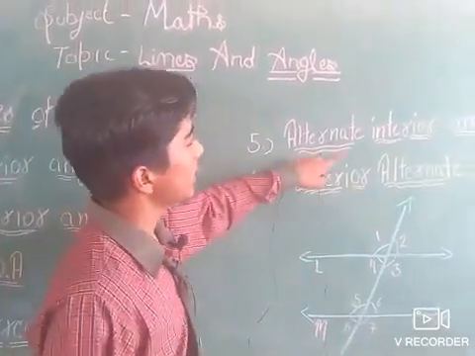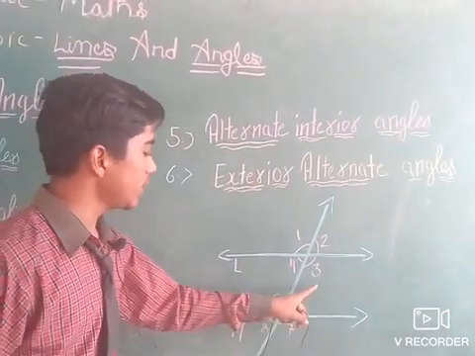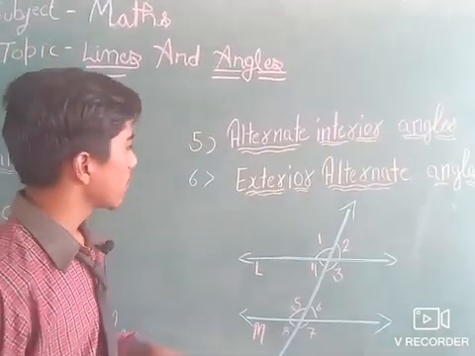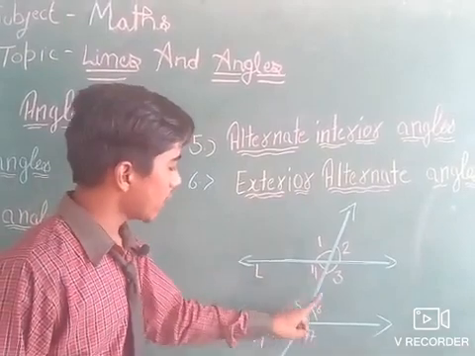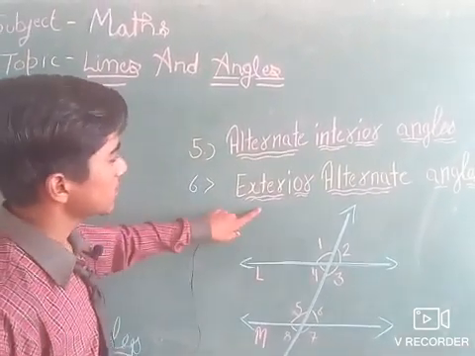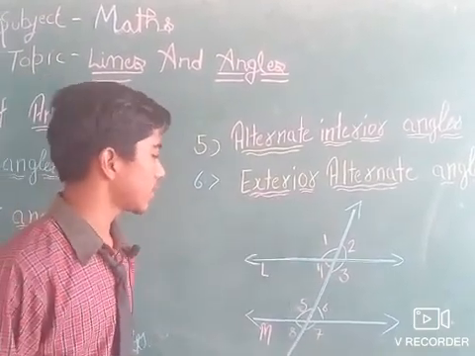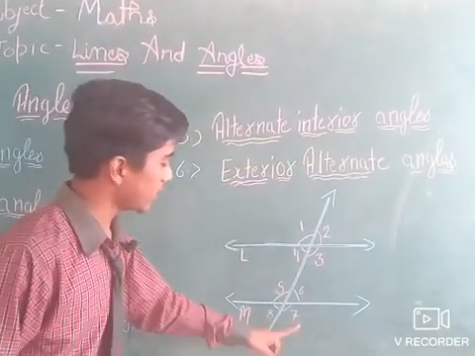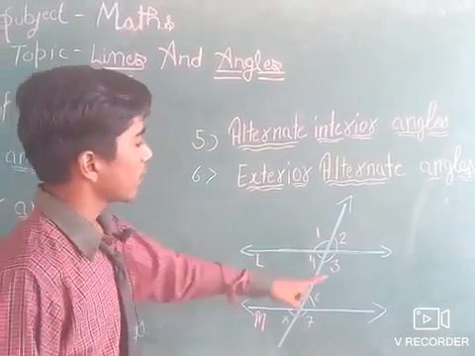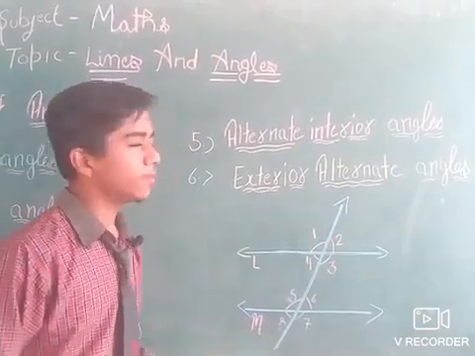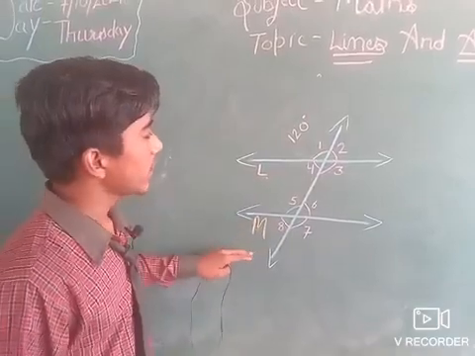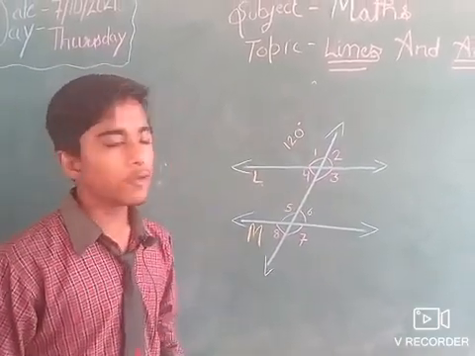Now, alternate interior angles. Angle 3 and angle 5 make a pair of alternate interior angles. Angle 4 and angle 6 make a pair of alternate interior angles. Alternate exterior angles. Angle 1 and angle 7 make a pair of alternate exterior angles. Angle 2 and angle 8 also make a pair of alternate exterior angles. Now we find these 7 angles with the help of the types of angles.